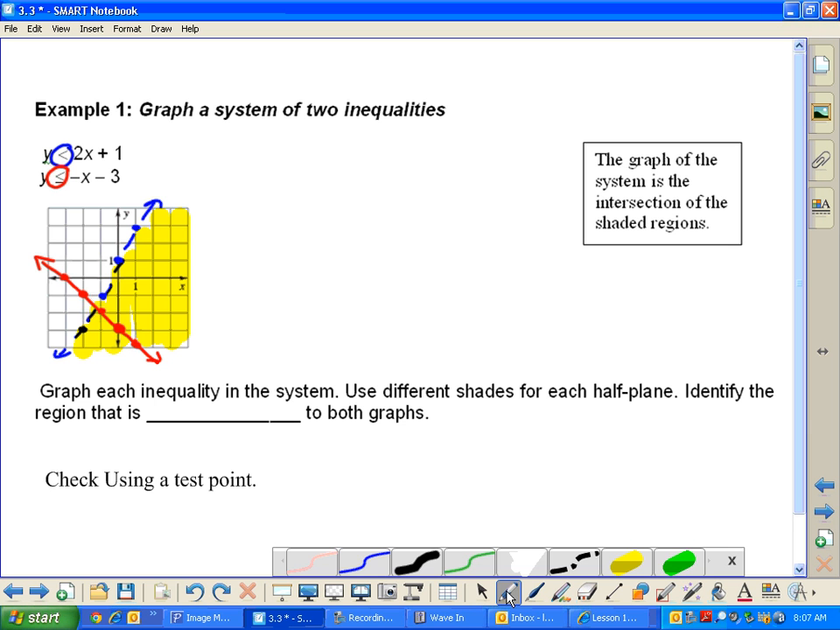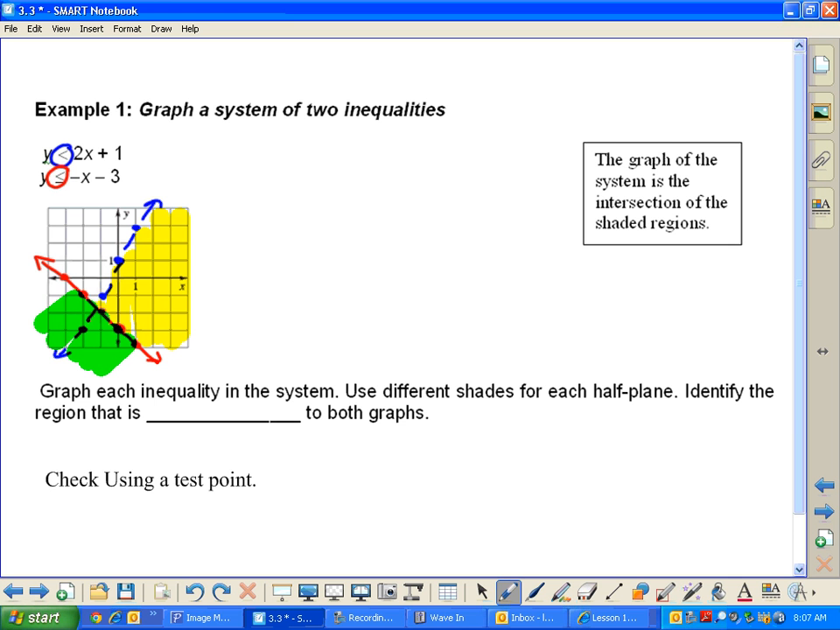Again, if you wanted to check yourself, you could grab a test point. This actually doesn't look all that nice. When you highlight, I thought the yellow would come through a little bit, but it doesn't. Grabbing a test point to make sure I shaded the green spot correctly: the origin, if I plug it in, 0 is not less than negative 3. The origin doesn't work for that particular inequality, so I can't shade there. And that's why I shaded below the red line. Ultimately, my solution region, you want to make that very clear to me. It's right there.